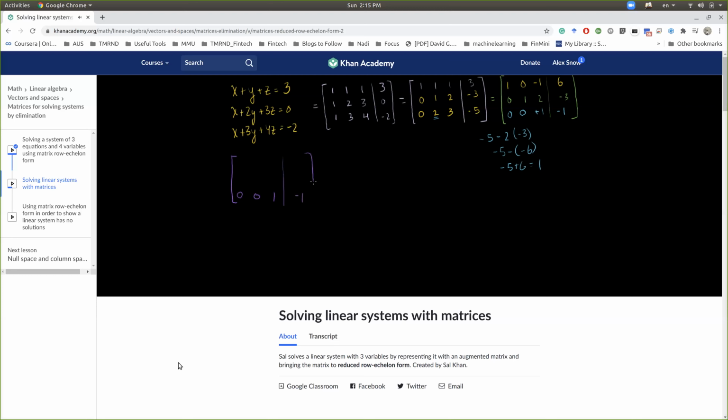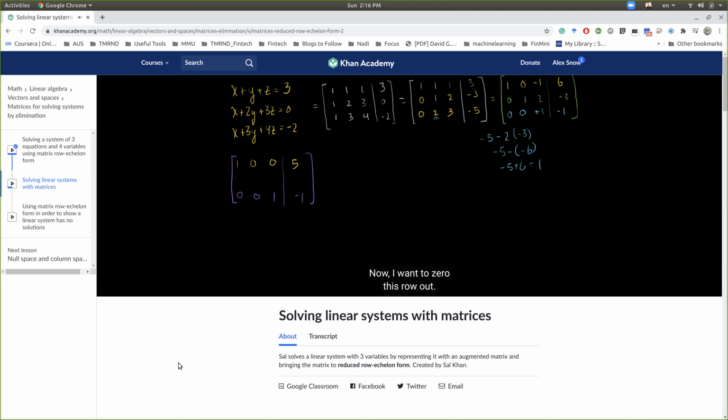0, 0, 1, minus 1. And now I want to zero this guy out. So what I can do is set my first row equal to my first row plus my last row, because if these two add up, they're going to be equal to 0. So what do I get? 1 plus 0 is 1. 0 plus 0 is 0. Minus 1 plus 1 is 0. 6 plus minus 1 is 5.